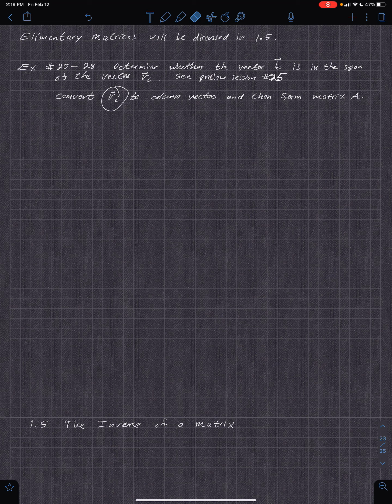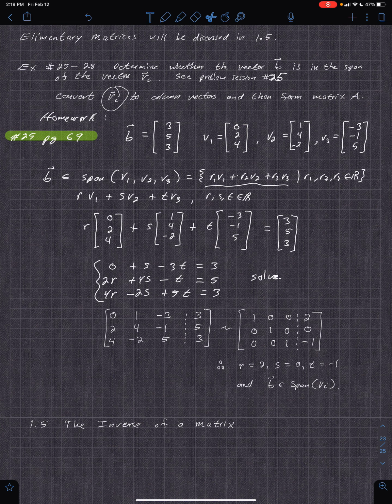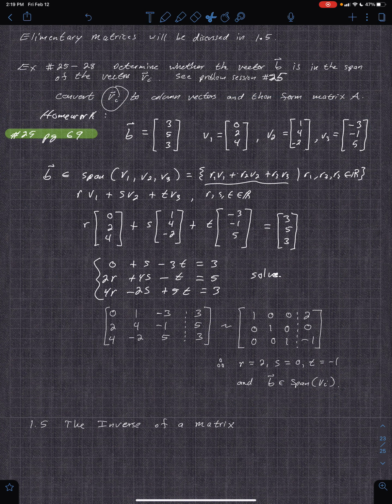So this is how you do it. You want to practice a couple of these, and it has some other implications later. This is one of the homework questions, number 25 on page 69. So here's B, V1, V2, V3. So this is how you're setting it up. Is B in the span of those vectors? Meaning, is there constants R1, R2, R3 that would construct or make up B is the question. And I'm going to fix that to be consistent. Okay.